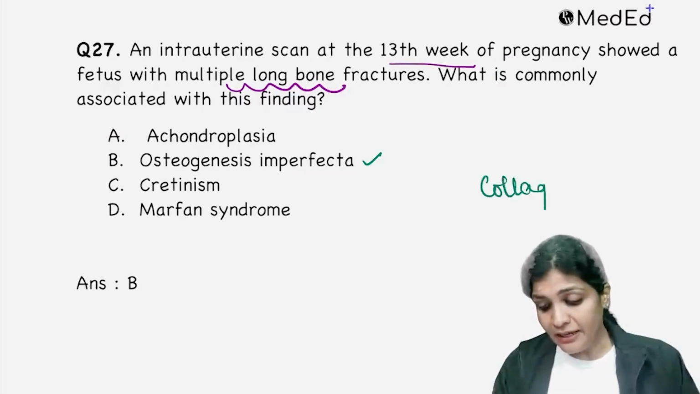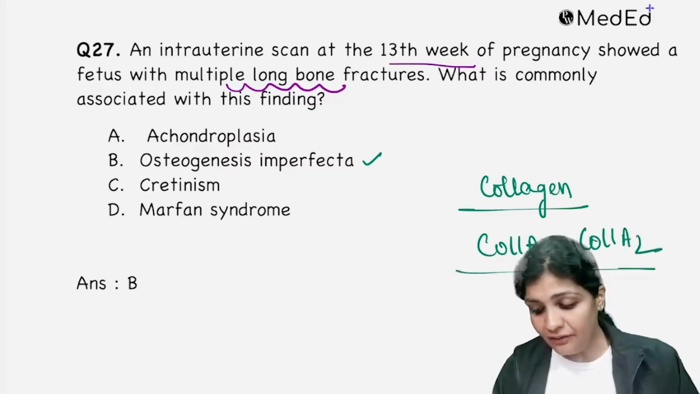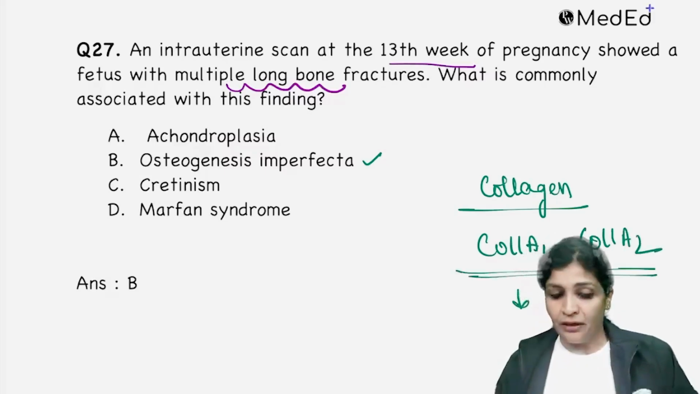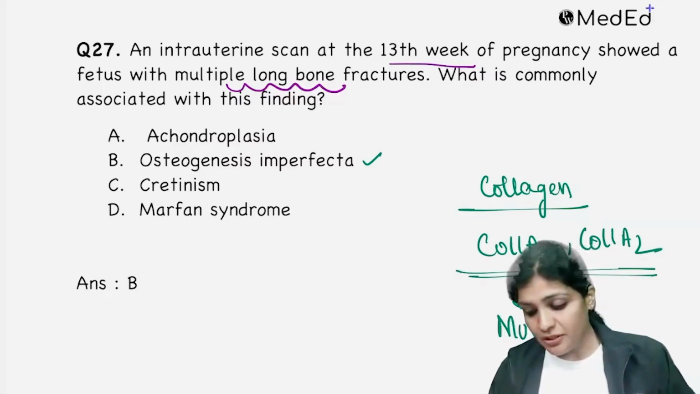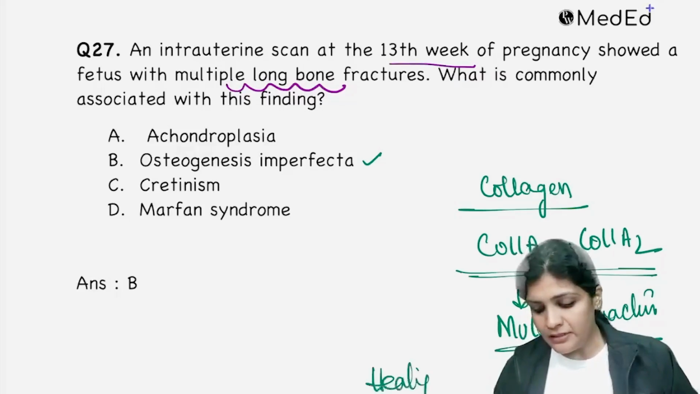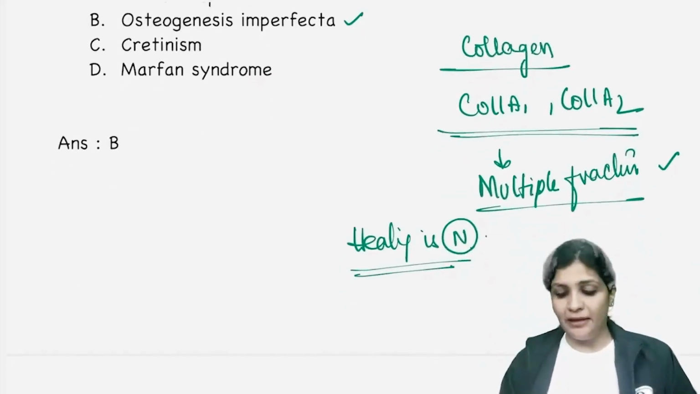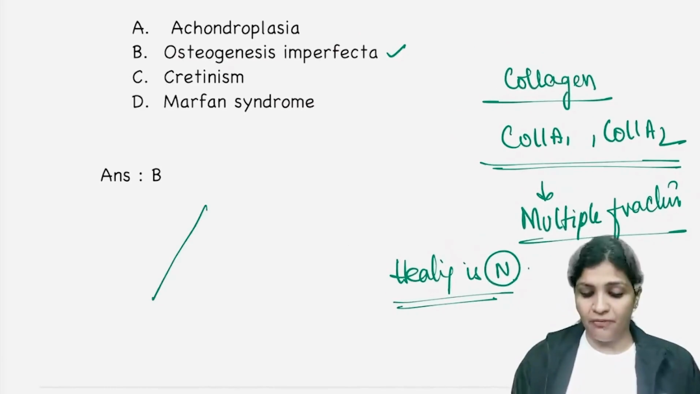This is a defect again in collagen. So, this is COL1A1 and COL1A2, which is defective, resulting in multiple fractures. The key is multiple fractures, but healing is normal. Healing is normal, but multiple fractures. So this is nothing but a typical osteogenesis imperfecta.